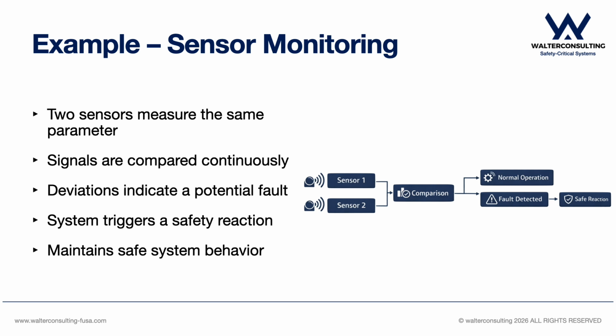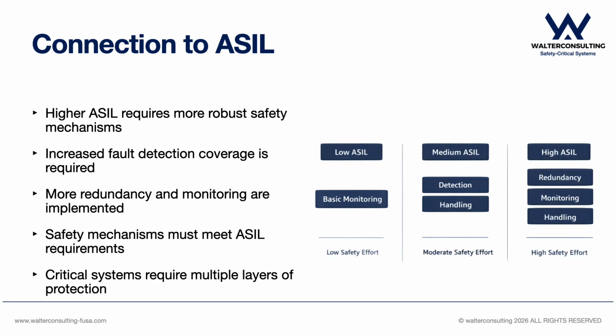Safety mechanisms are closely linked to ASIL levels. As the required ASIL increases, the need for robust safety mechanisms also increases. For lower ASIL levels, basic monitoring may be sufficient. But for higher levels, especially ASIL-D, multiple layers of safety mechanisms are required. This includes redundancy, advanced monitoring, and fault handling strategies. So, higher risk leads to more complex and more robust safety mechanisms.